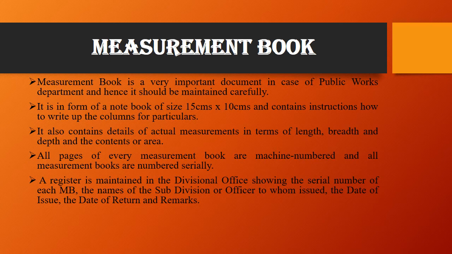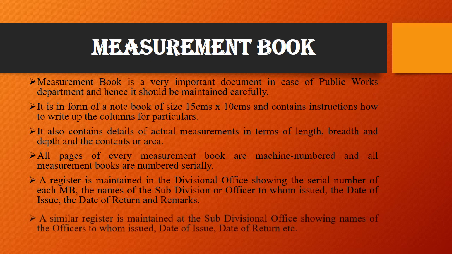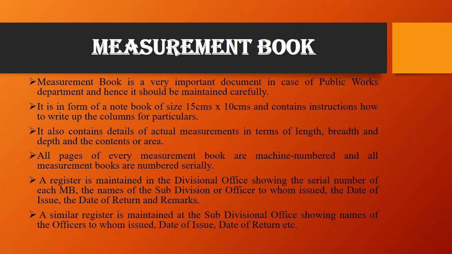The measurement of all works and supplies are recorded in the measurement book form 23. Each measurement book has some leaves for index, for review by the divisional accountant and for the review by the executive engineer. A similar register is maintained at the subdivisional office showing names of the officers to whom issued, date of issue, date of return, etc.